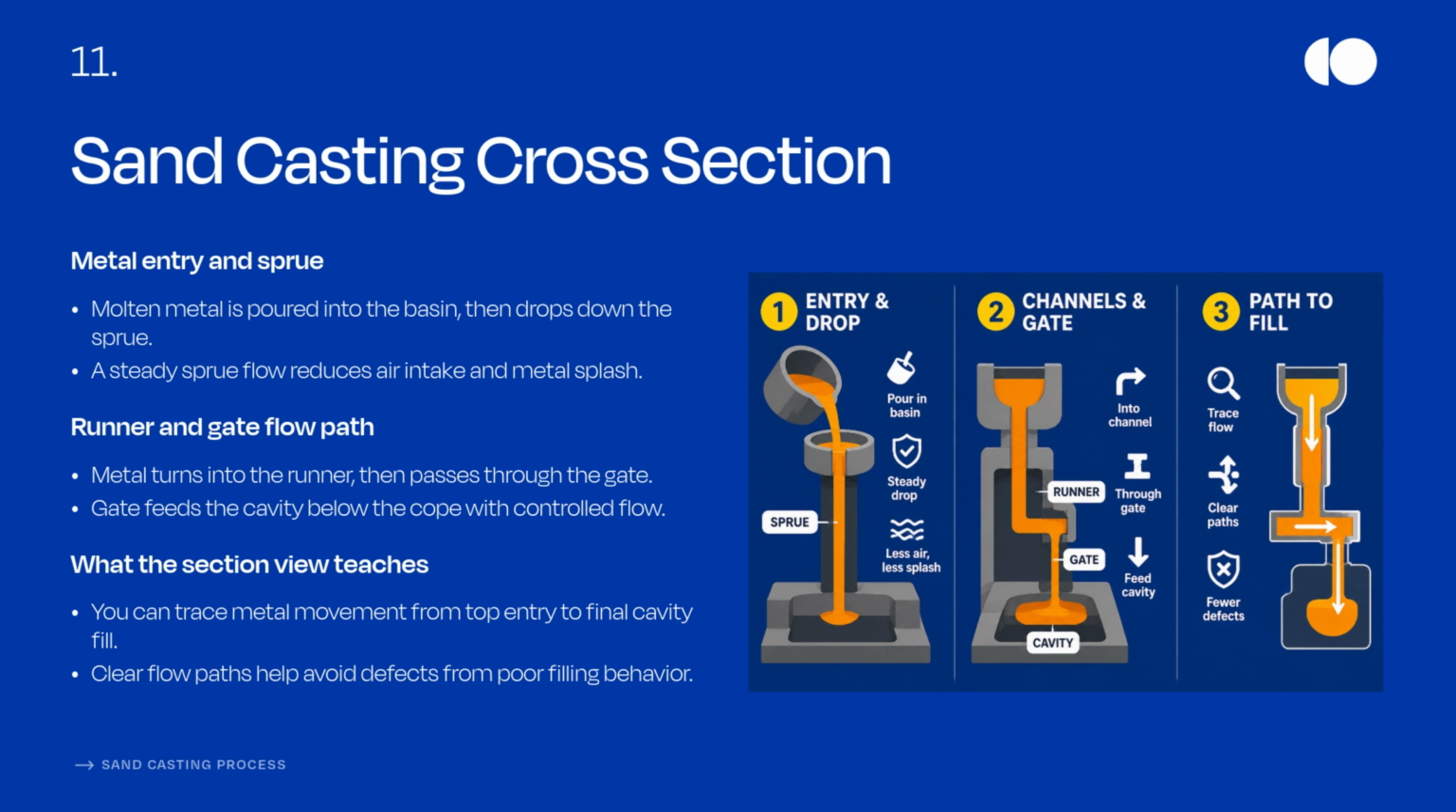Runner and gate flow path. Metal turns into the runner, then passes through the gate. The gate feeds the cavity below the cope with a controlled flow. What the section view teaches us: you can trace metal movement from top entry to final cavity fill. The clear flow paths help avoid defects from poor filling behavior.